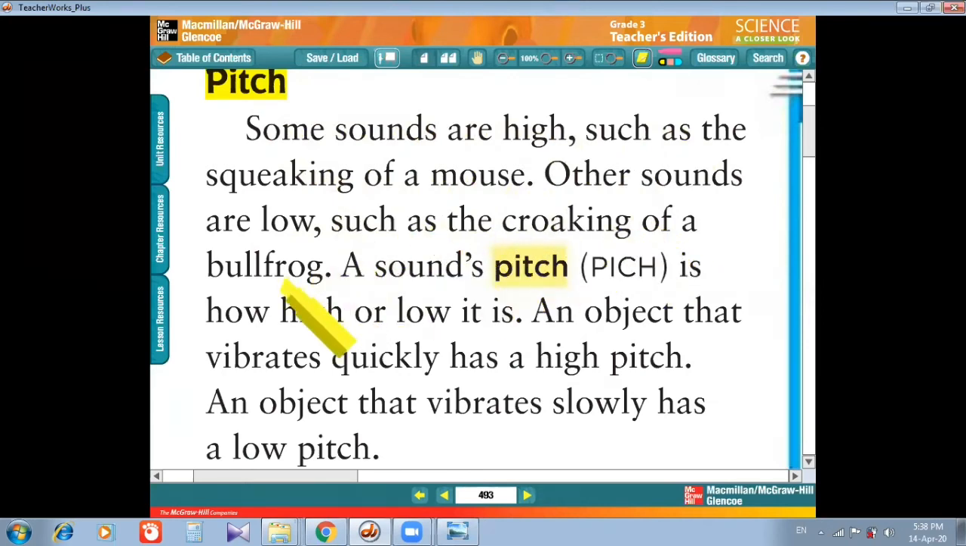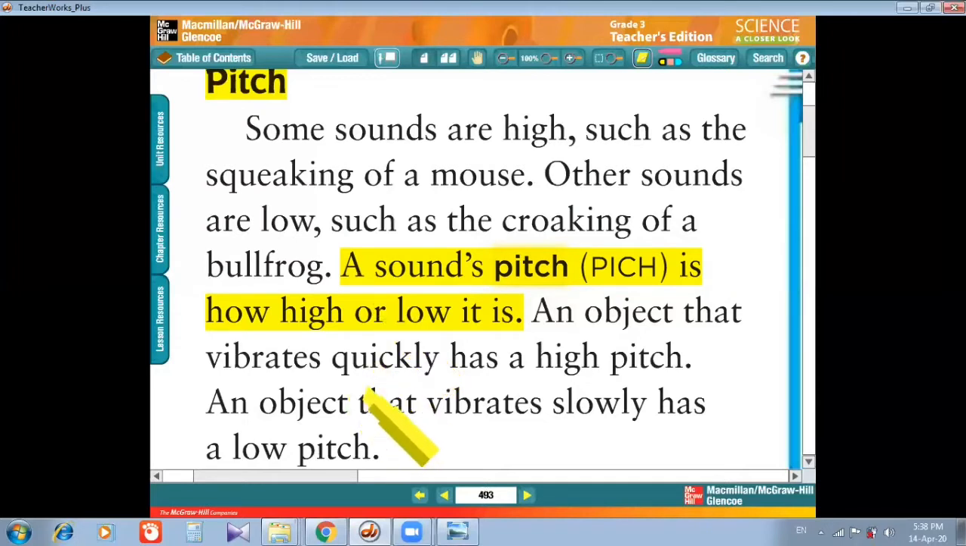Now, some sounds are high, some sounds are low. The sounds that are high, such as squeaking of a mouse, and sounds that are low, such as croaking of a bullfrog, we differentiate on the basis of pitch. Now, what is pitch? A sound's pitch is how high or low it is. It is the pitch that tells us that the sound is high or the sound is low. If the sound is high, we say the sound has high pitch. If the sound is low, we say the sound has low pitch.